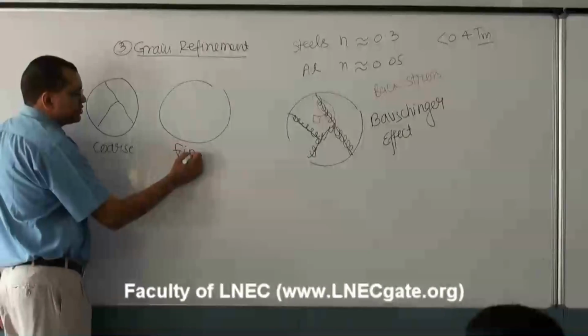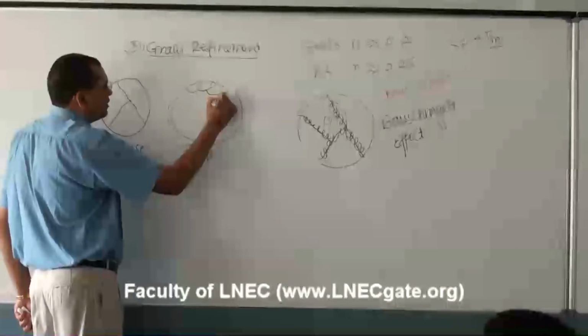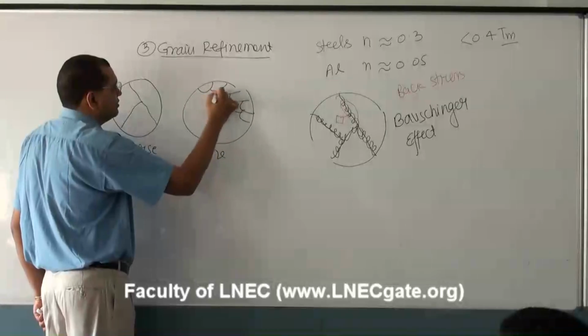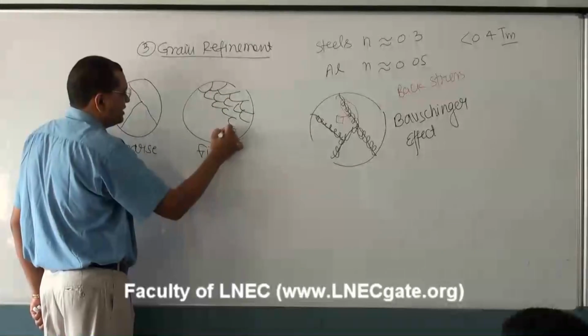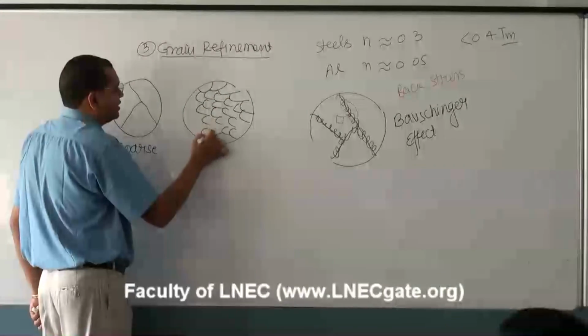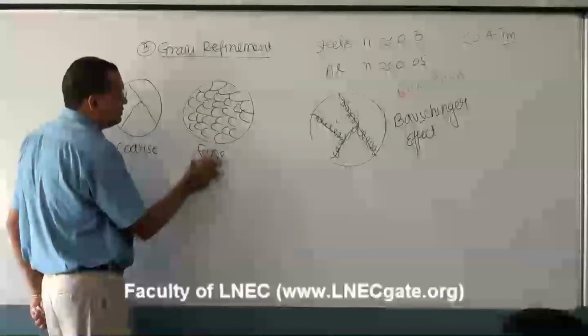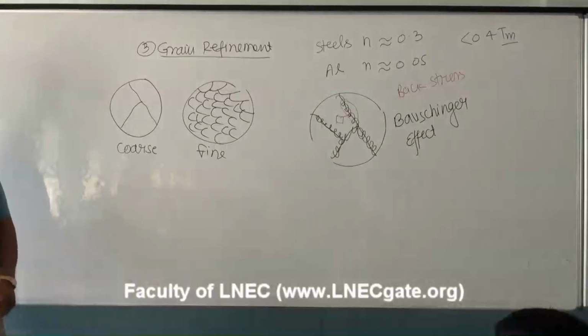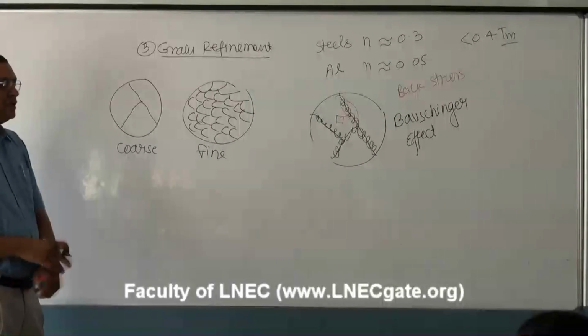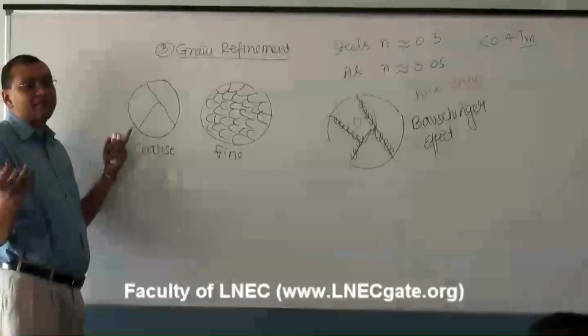And another microstructure is fine, which means the number of grain boundaries is more. There are more grains in it in the same area. There are more grain boundaries in the same area. That microstructure is called fine grain structure. Coarse grain structure means grain boundaries are only few.